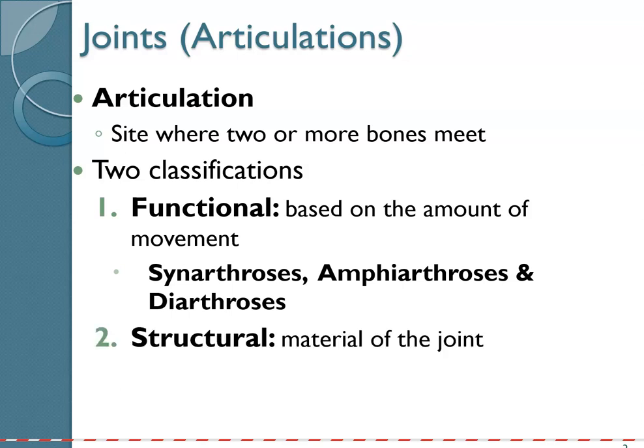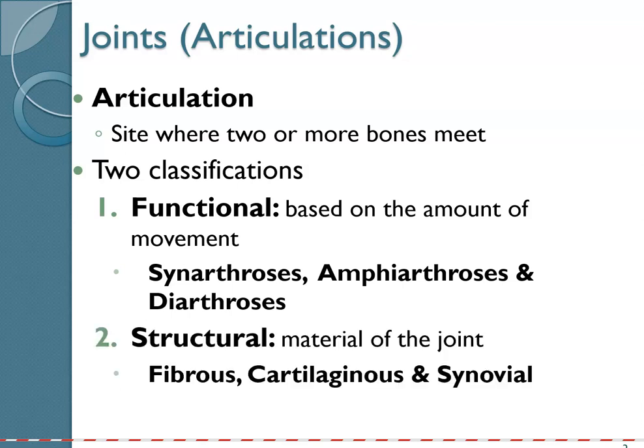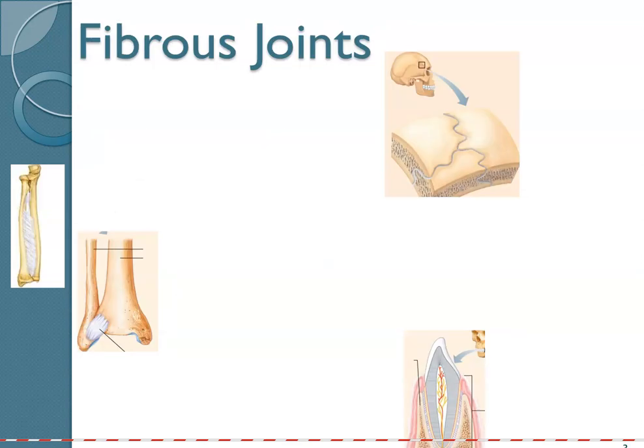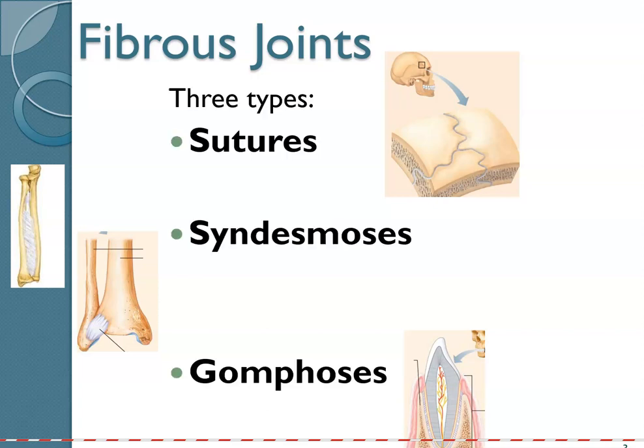Okay, then structural is by the materials that make up those joints. We have fibrous, so it's going to be fibers that are making up this joint, the fibrous tissue joint. Cartilaginous, as the name suggests, it's going to be cartilage that forms. And then synovial, that's going to be the one with cavities. So let's look at fibrous joints. We have three types of fibrous joints.